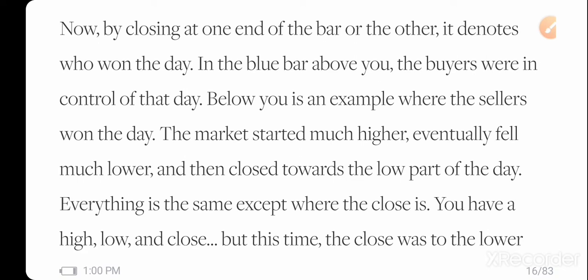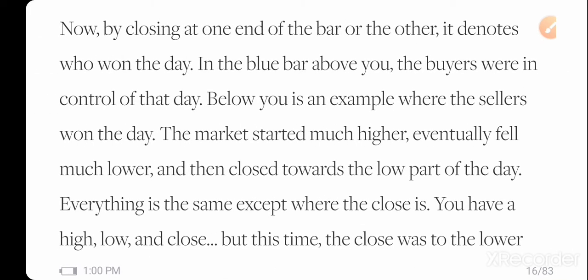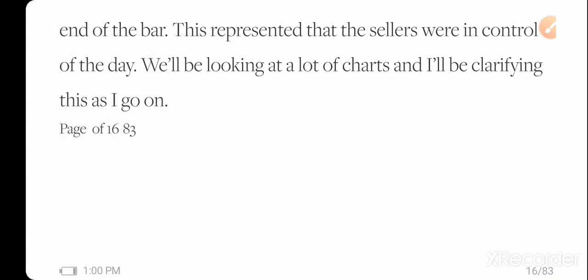In the blue bar above, the buyers were in control of that day. Below is an example where the sellers won the day. The market started much higher, eventually fell much lower, and then closed towards the low part of the day. Everything is the same except where the close is. You have a high, low, and close, but this time the close was the lower. So the close was at the lower end of the bar. This represented that the sellers were in control of the day.